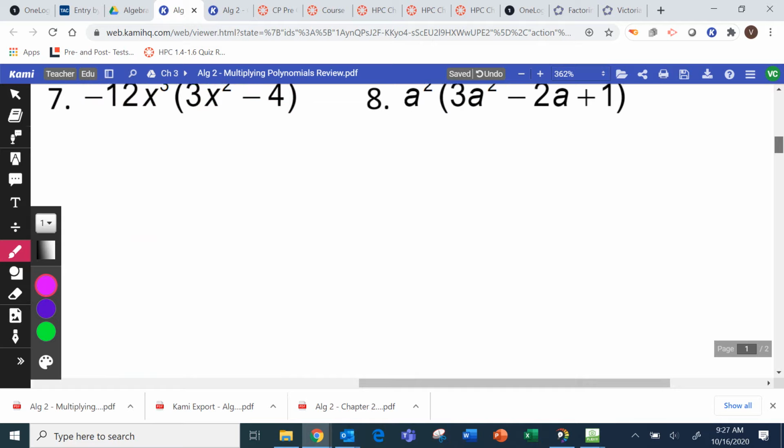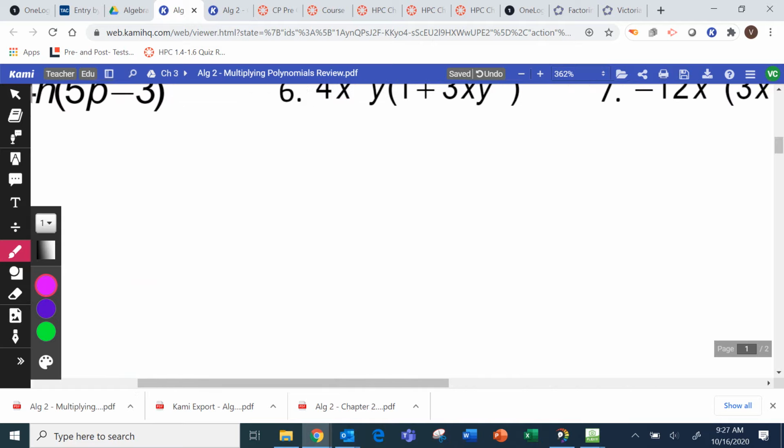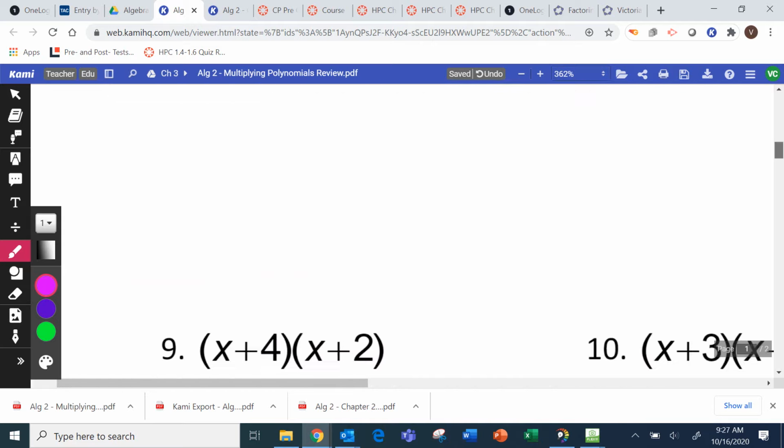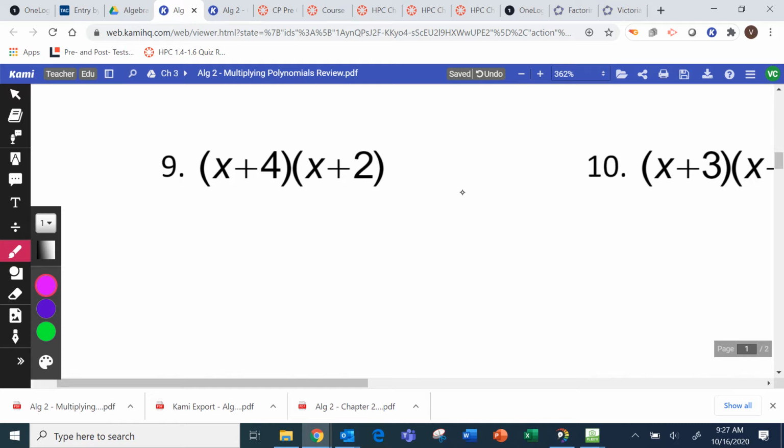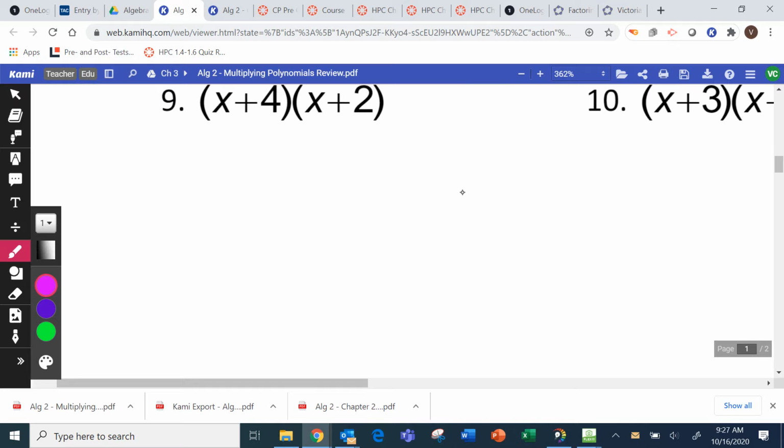So we're just distributing for each of those. All right, then the next section is starting at number 9. So number 9 is different because we have 2 terms times 2 terms. We've got an x plus 4 and an x plus 2. It's just not one thing outside of that parenthesis. It's now 2 things. So I'm going to show you both methods. The first method I'm going to show you is the box method. This is what I feel like students tend to prefer. So I've got an x plus 4.